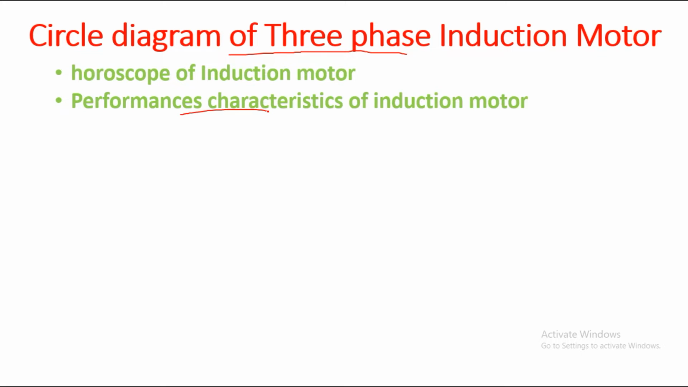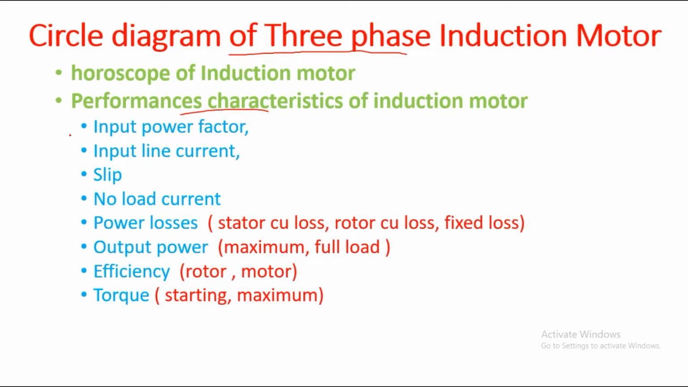So starting from the input side till the load side, almost all the operating parameters related to the operation of the induction motor under different operating conditions can be found by simply drawing this circle diagram. Such parameters are input power factor, input line current, no load current, rotor current, value of slip, and total power losses, in which we can find the fixed loss, and in the variable loss we can separate the stator as well as rotor copper losses.